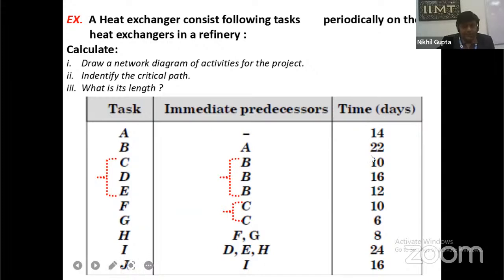And this is the duration of these activities: activity A takes 14 days, B takes 22 days, C takes 10 days, D takes 16 days, E takes 12 days, F takes 10 days, similarly, and J takes 16 days. Now we draw the critical path.